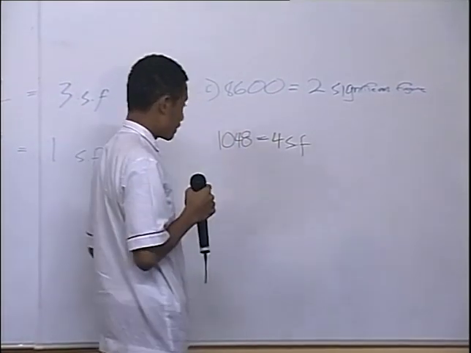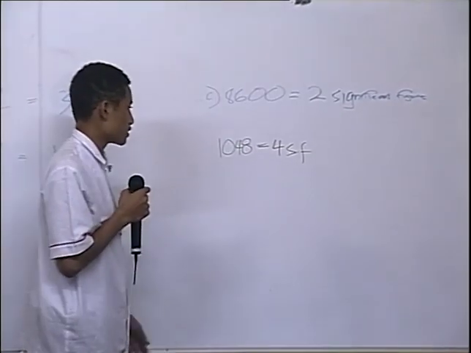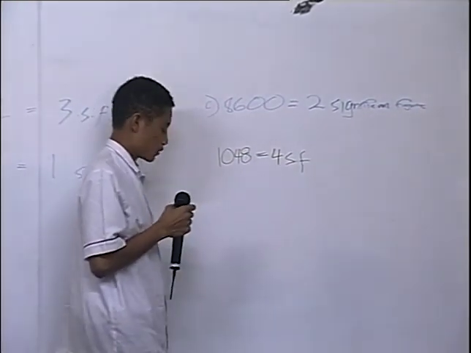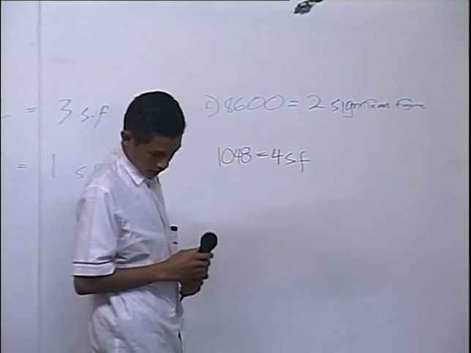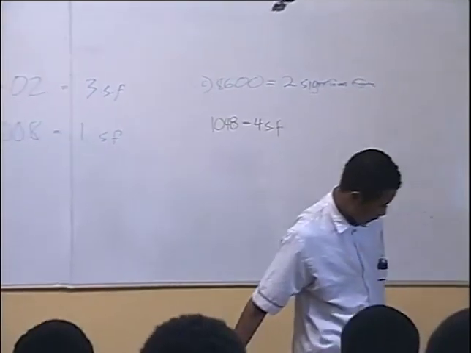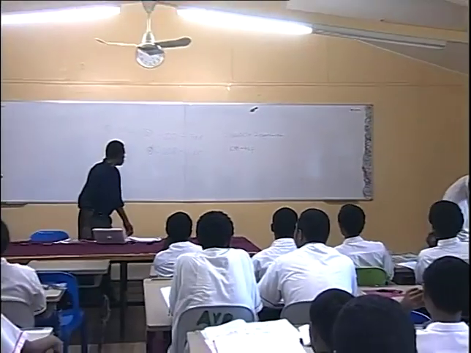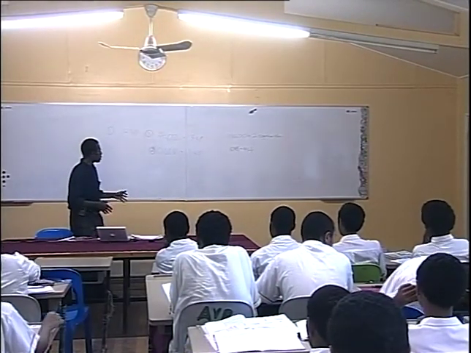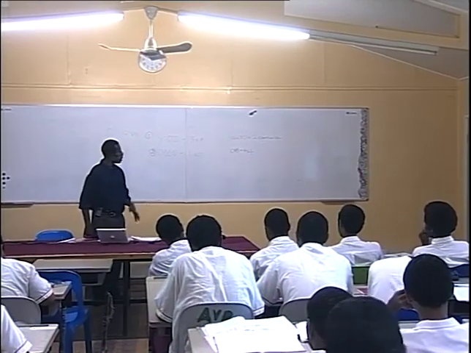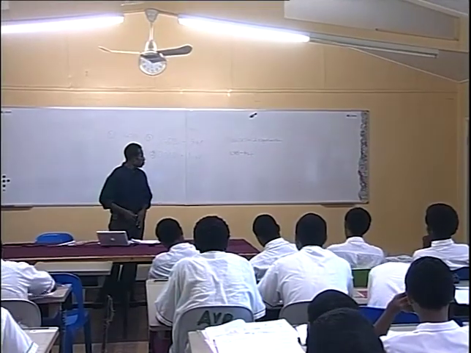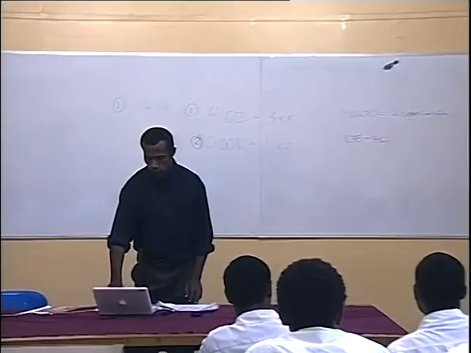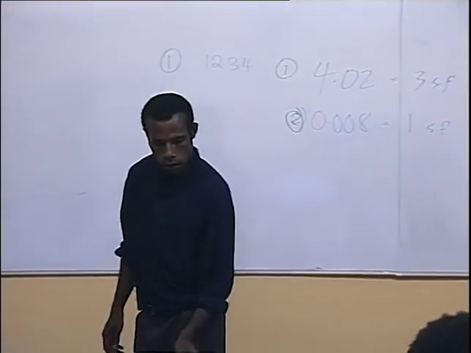Switch it on. 1049 has four significant figures because the zero is in between two significant numbers. Right. All right. For the first one, you have 3 significant figures. That is correct. Second one is 1 significant figure. Third one will be 2, and the last one will be 4. Right. We'll move on to the next one.